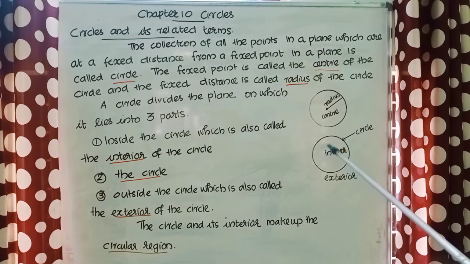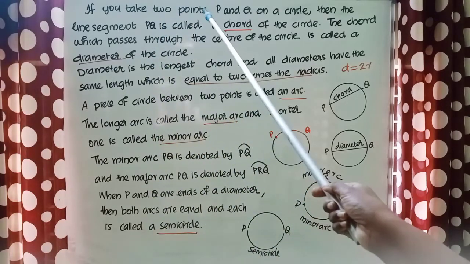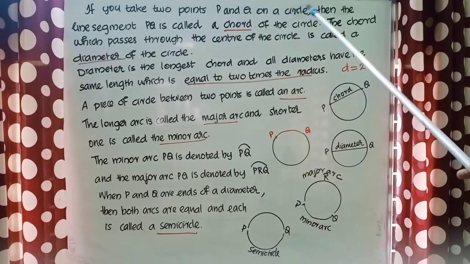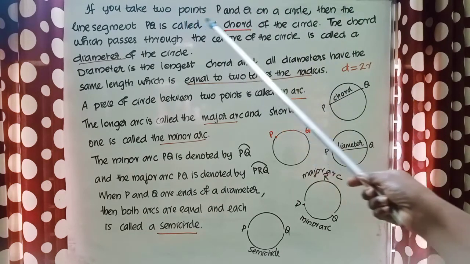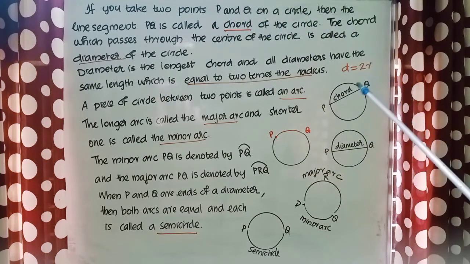First one is the interior portion, second one is this boundary, that is the circle itself, and third part is the exterior. The circle and its interior make up the circular region. The circle, that means this boundary and this interior portion together, is known as the circular region. If you take 2 points P and Q on a circle, then the line segment PQ is called a chord of the circle. Here you can see P and Q are 2 points on the circle, then this line segment PQ is called a chord of the circle.